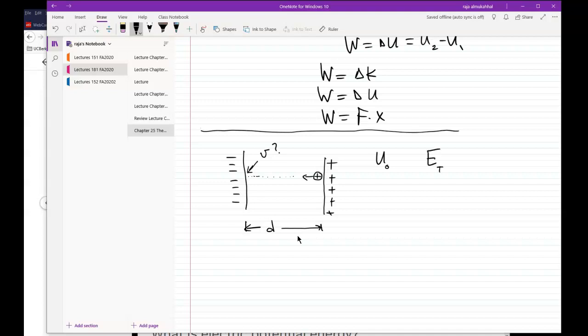So E sub T equals K plus U. I want to apply this formula to before I release the proton here, and I want to apply it also right here just before the proton hits the negative plate. And then I can equate them together because energy is conserved. And with that, I have K plus U, and I can solve for the velocity eventually. You got that?